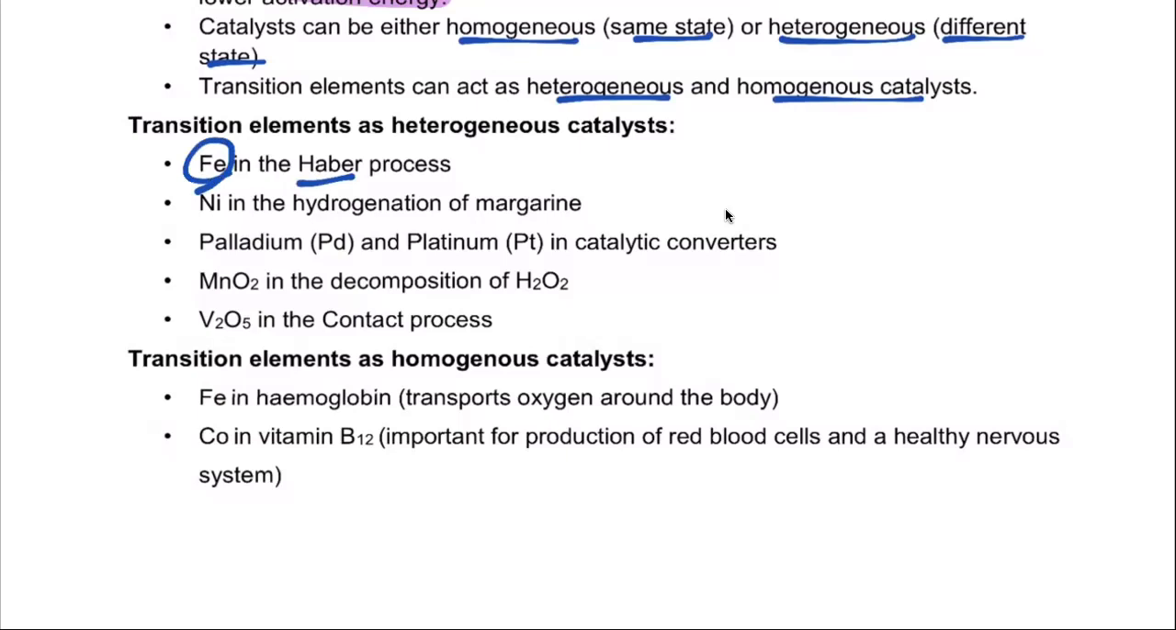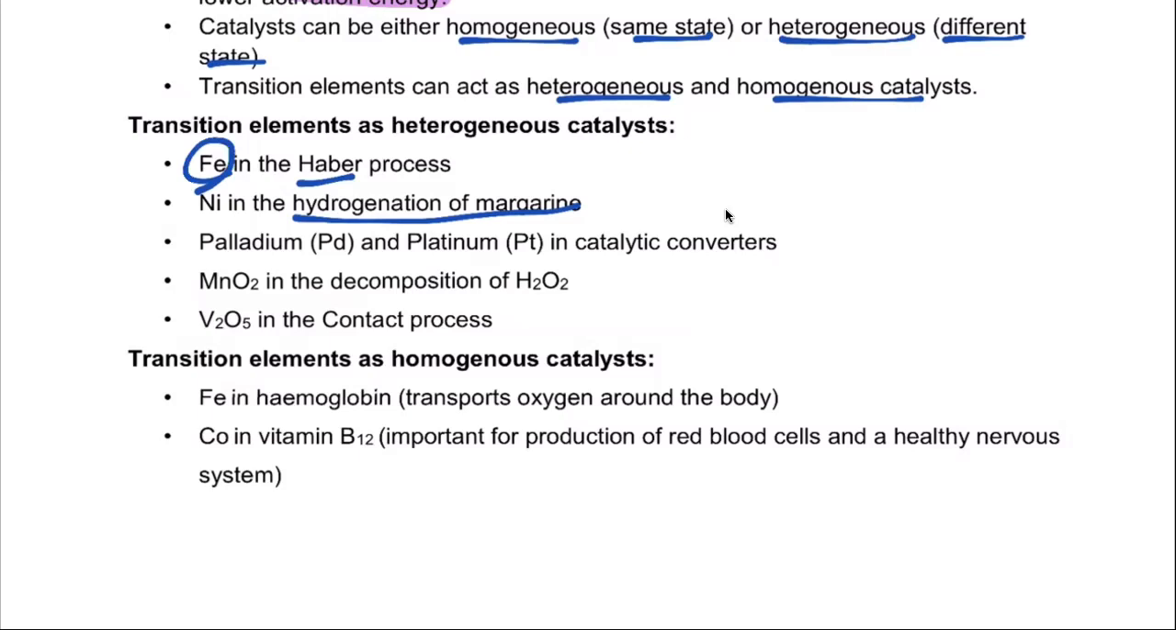Nickel in the hydrogenation of margarine. So hydrogenation is something we learn about when we get to organic chemistry, which is topic 10. But hydrogenation is where you're adding hydrogen atoms or hydrogen ions to a chemical structure. You're hydrogenating it. And that's how they make margarine. And so nickel being present in that reaction speeds that process up as well.